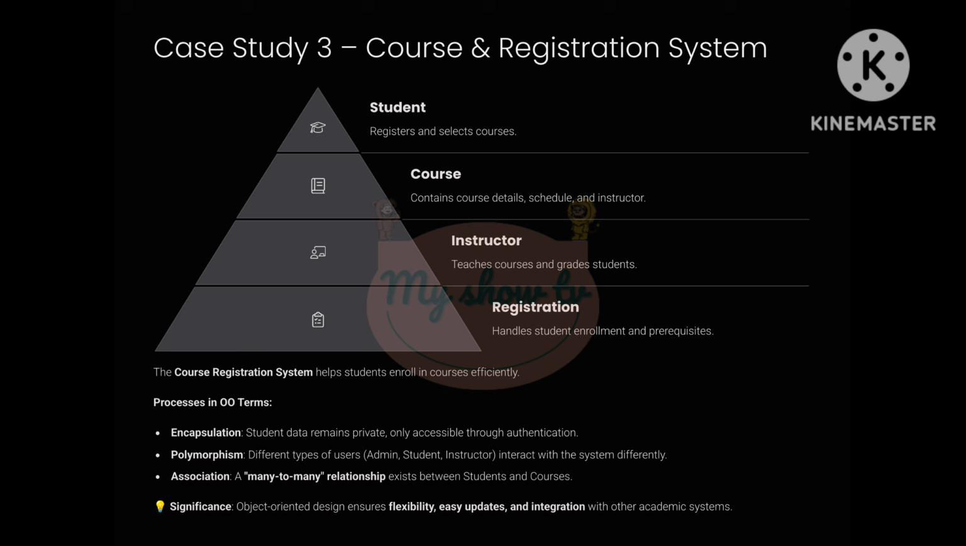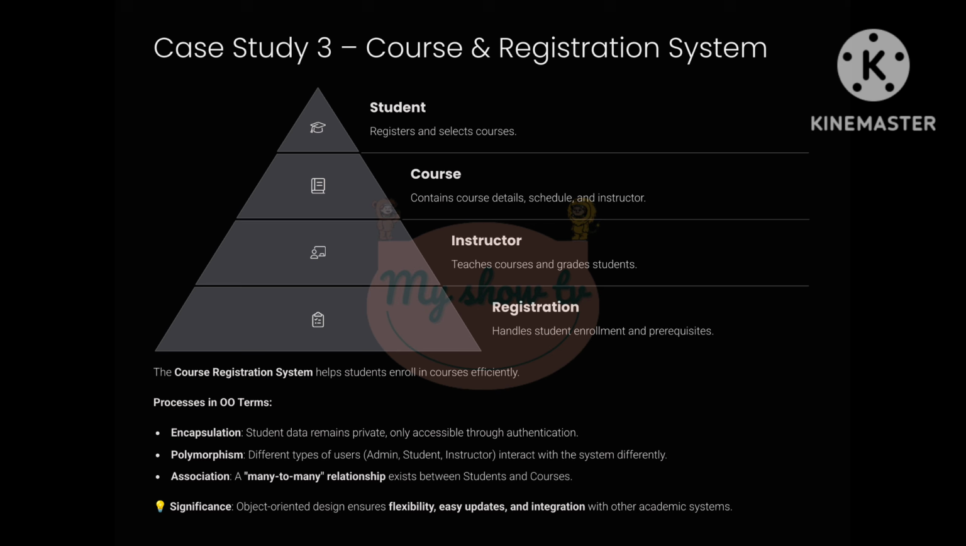Slide 4. Case Study 3 Course and Registration System. The course registration system allows students to enroll in courses, track their schedules, and manage academic records. Key objects and responsibilities: student, registers and selects courses.